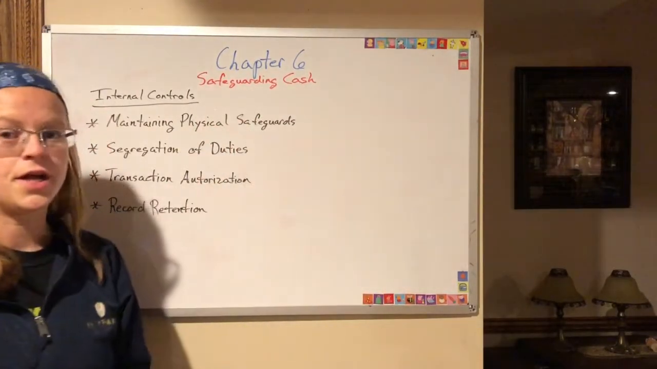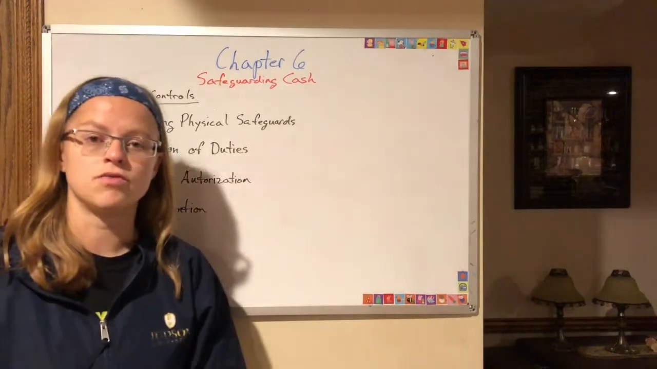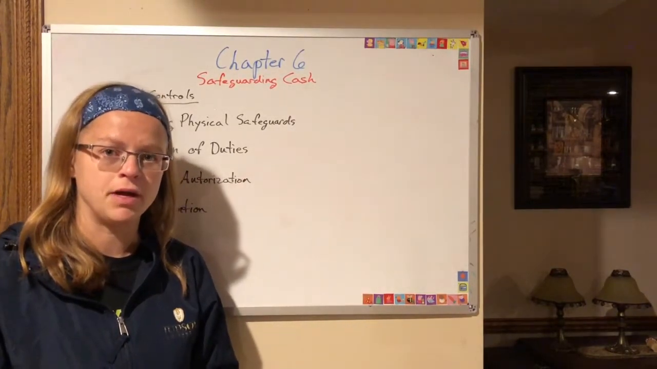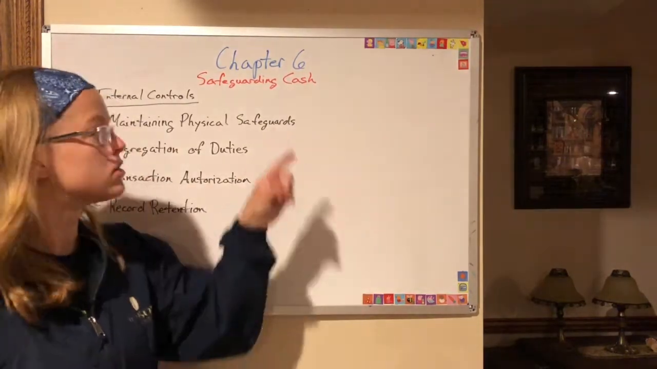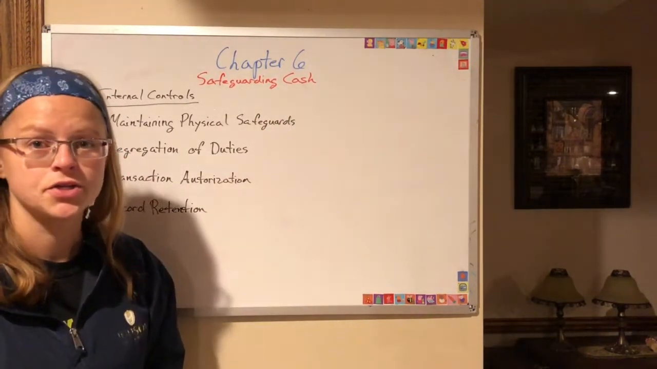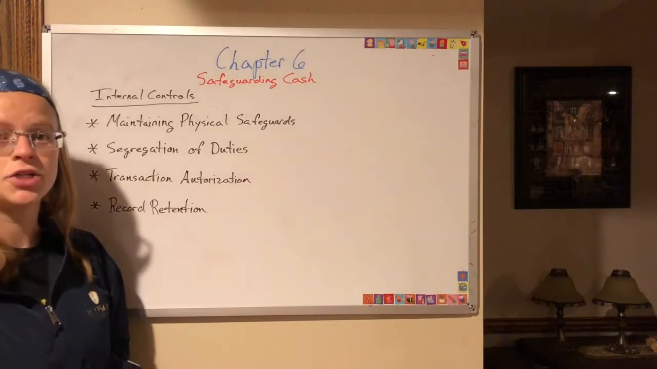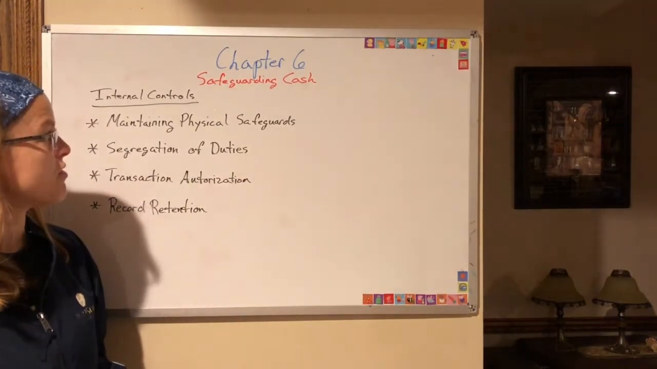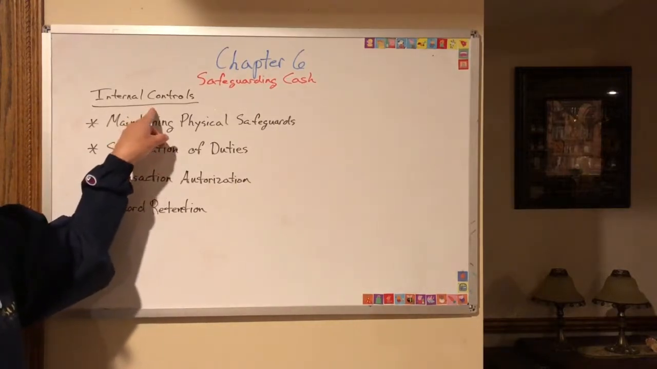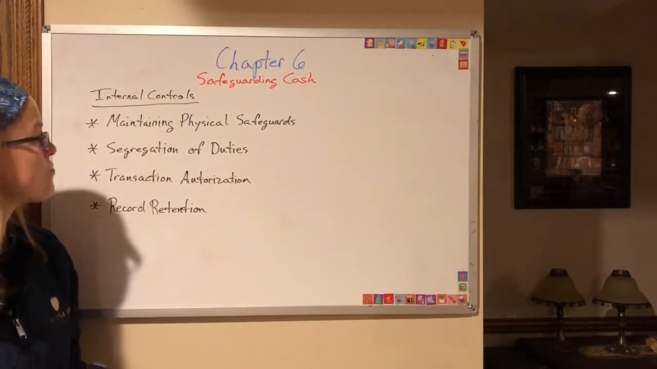Alright, we are on Chapter 6. Chapter 6 covers computerized systems, cash, and payroll. So this section of Chapter 6 talks about safeguarding cash. You have to set up internal controls to safeguard cash, and we're going to discuss these internal controls here.